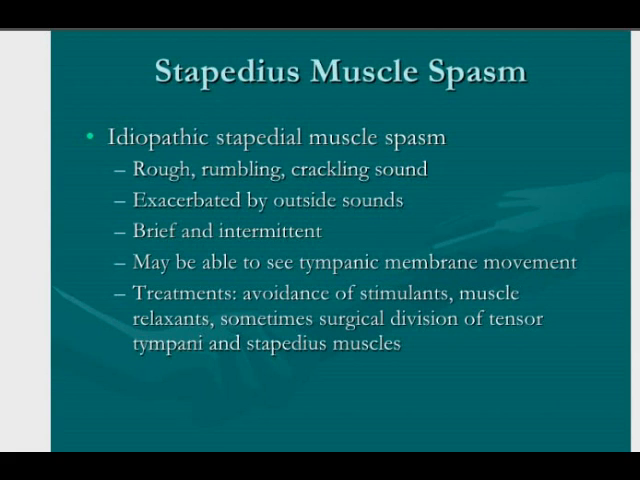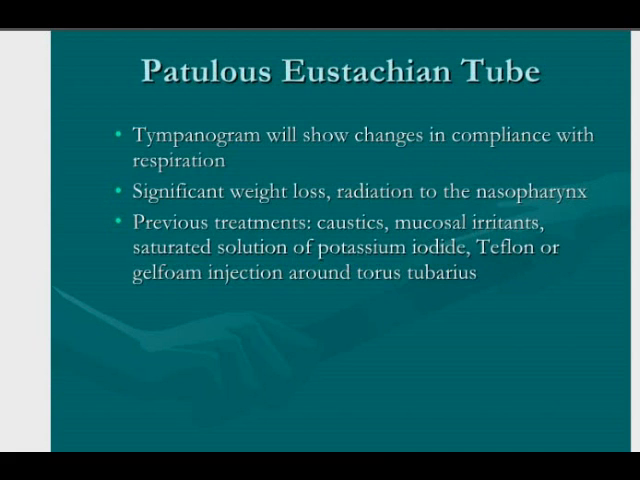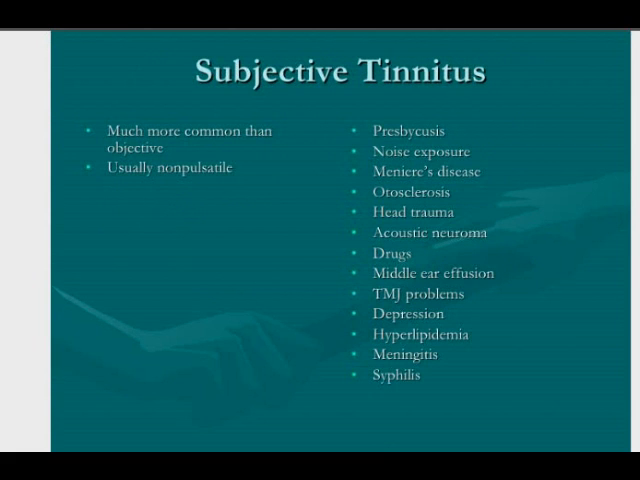Idiopathic stapedial muscle spasm: rough crackling sound, exacerbated by outside sound, brief and intermittent. Treatment: avoid stimulants, muscle relaxant, surgical division of the tensor tympani muscle. Patulous Eustachian tube: roaring sound that changes with respiration; lying down or head-down position provides relief. It needs an investigation called tympanogram, which shows change in compliance with respiration. The treatment is weight loss, radiation of the nasopharynx, and some injection treatment such as Teflon or gelfoam injection.